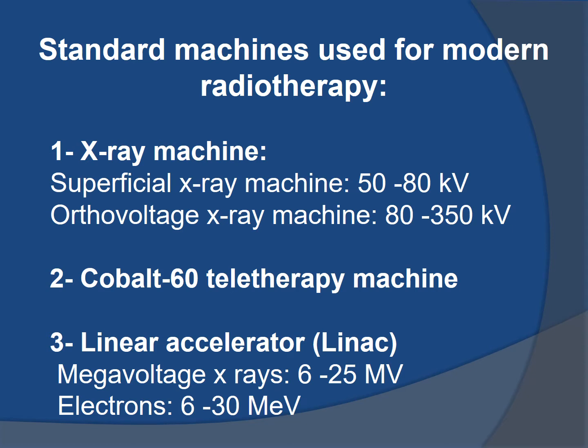Radiotherapy machines which deliver the radiotherapy beams may be X-ray machines, cobalt-60 machines which depend on a natural radioactive source, and linear accelerator machines which produce gamma rays and also produce electron beams, while cobalt-60 produces only gamma rays.